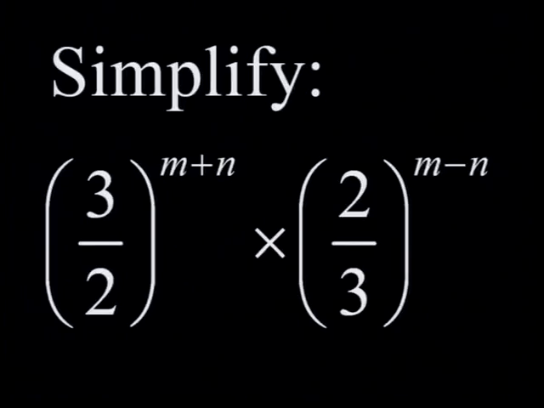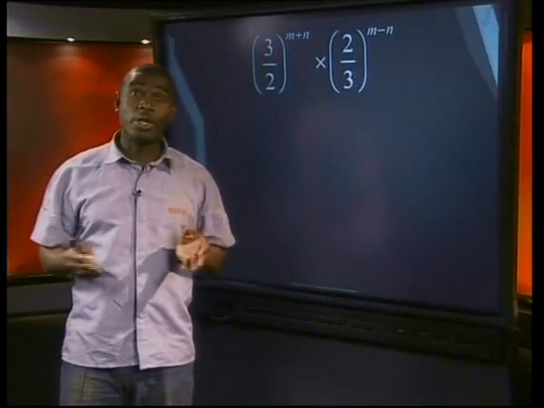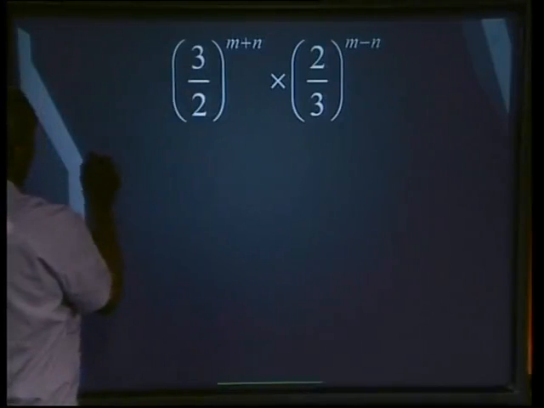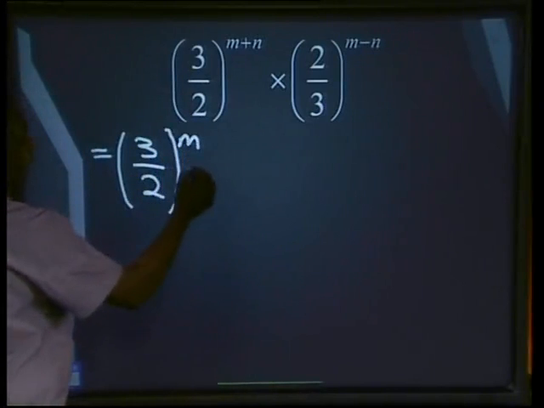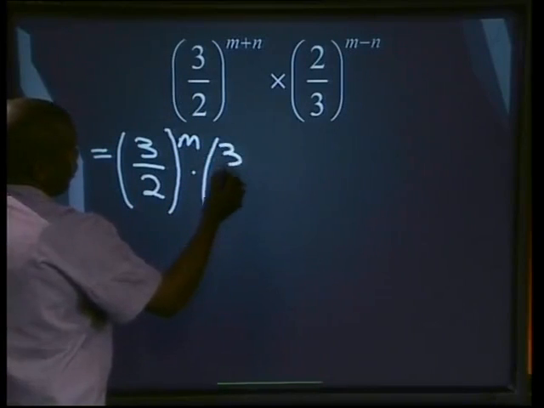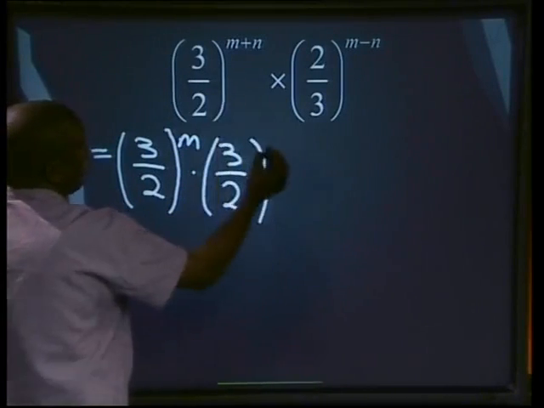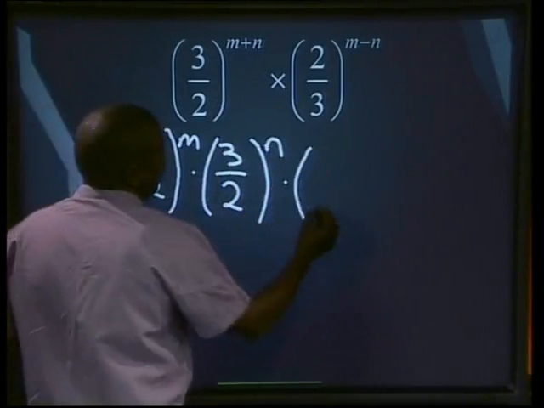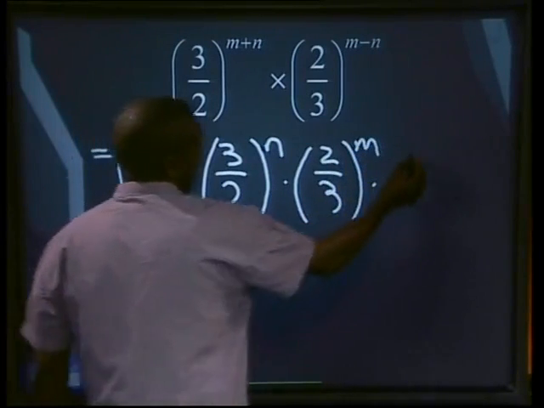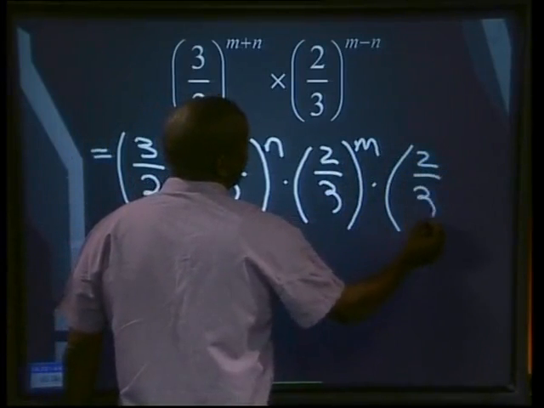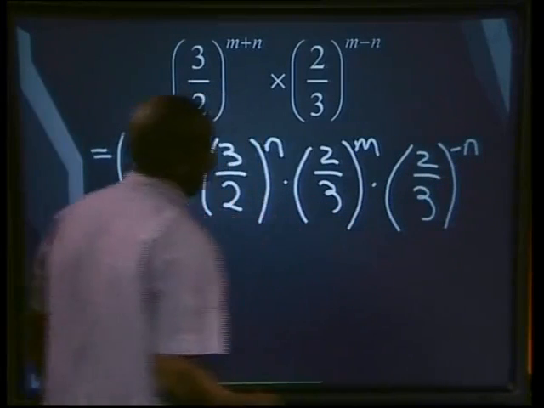How will this knowledge help us to simplify this one? 3 over 2 all to the power of m plus n multiplied by 2 over 3 all to the power of m minus n. Well, let's start by writing each number with an easy exponent. This can be written as 3 over 2 all to the power of m multiplied by 3 over 2 all to the power of n times 2 over 3 to the power of m multiplied by 2 over 3 all to the power of minus n.